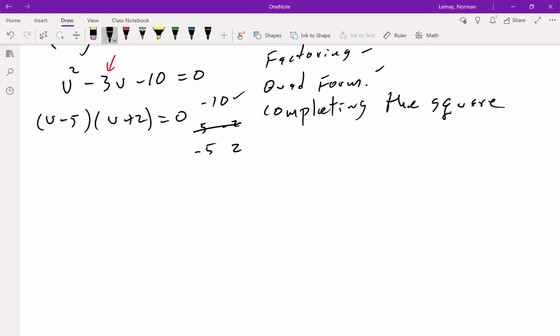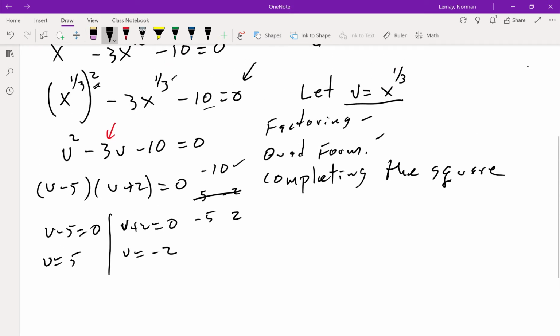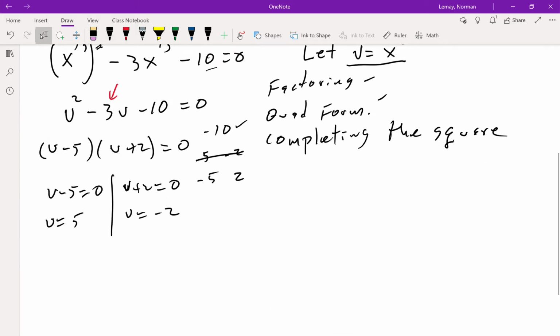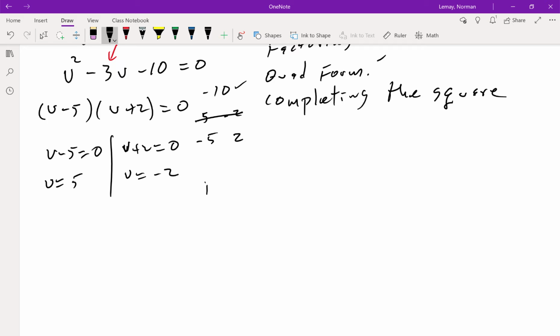So then we can split these apart. So let's just notice that we get u minus 5 equals 0, so u equals 5. All right. And then over here we get u plus 2 equals 0, so u equals negative 2. All right. So we have solved this for u, but notice that our original variable is x. So this is where we now have to resubstitute.